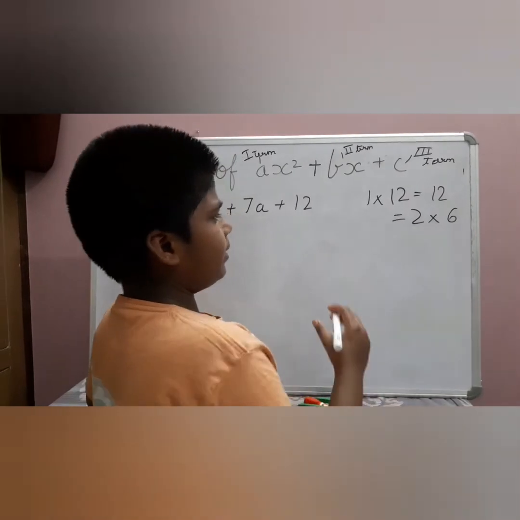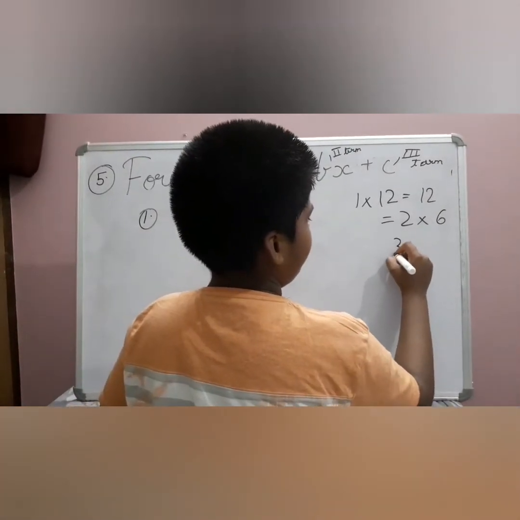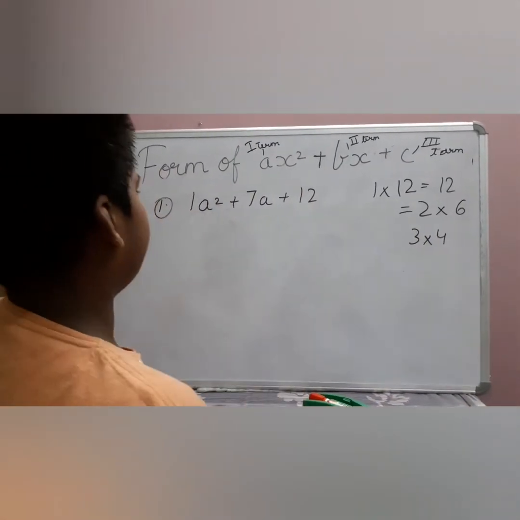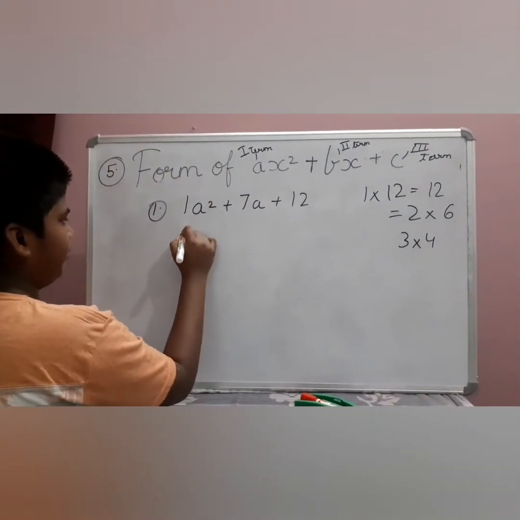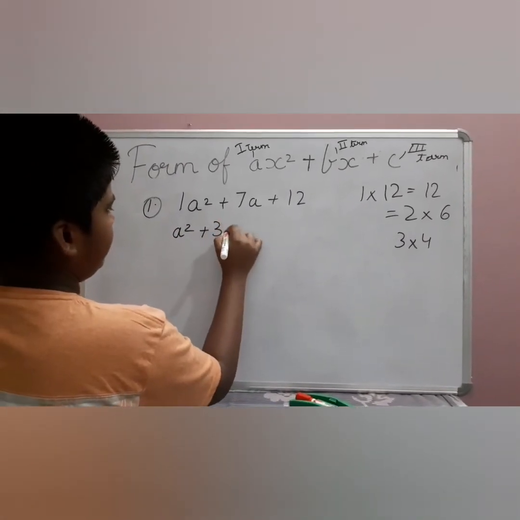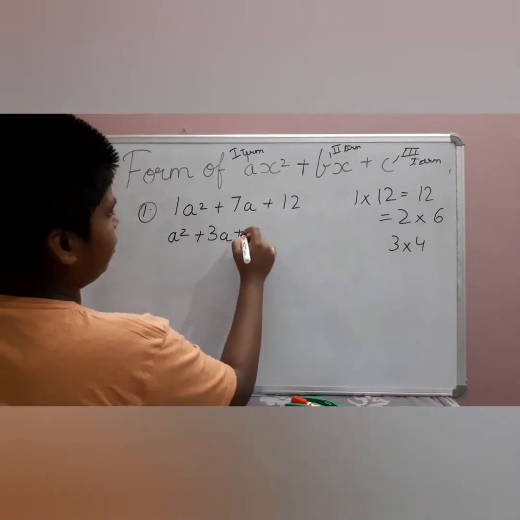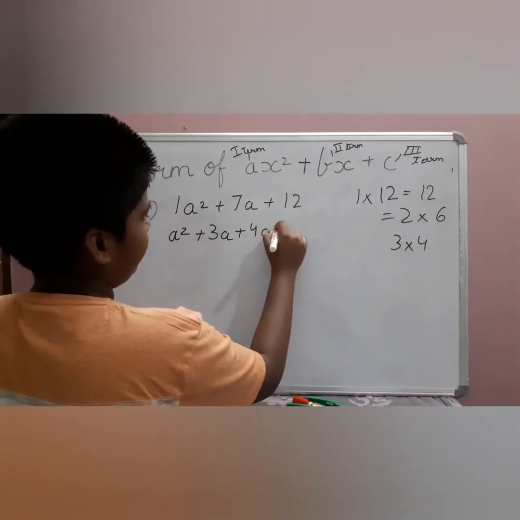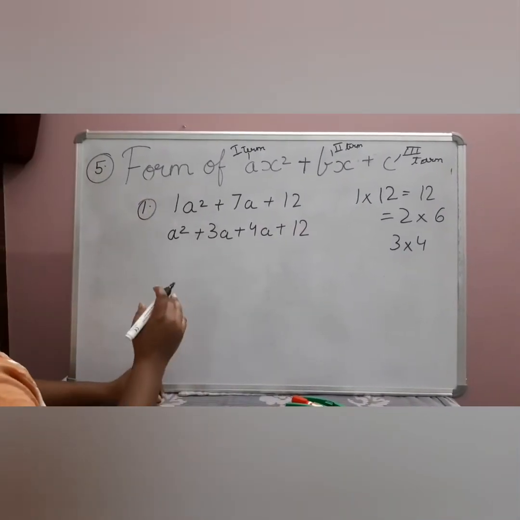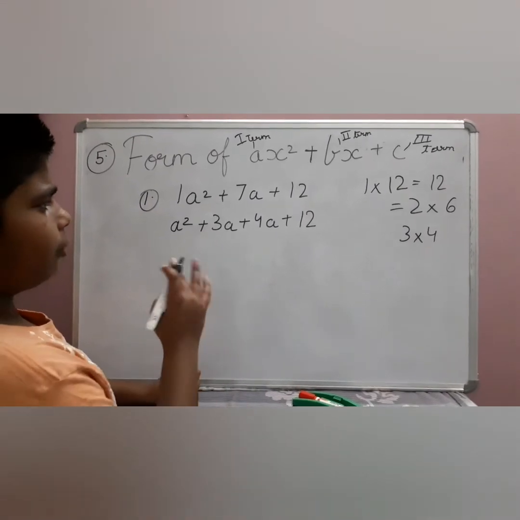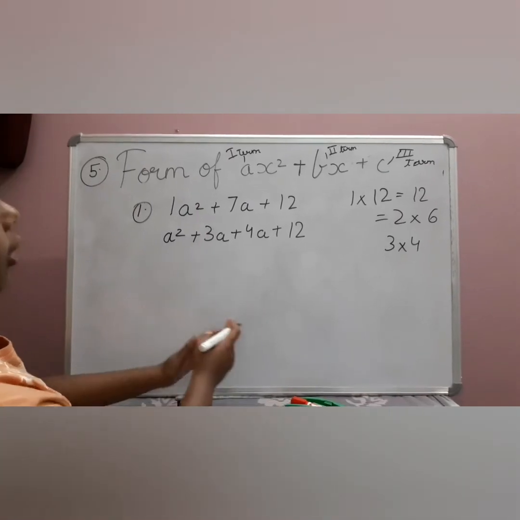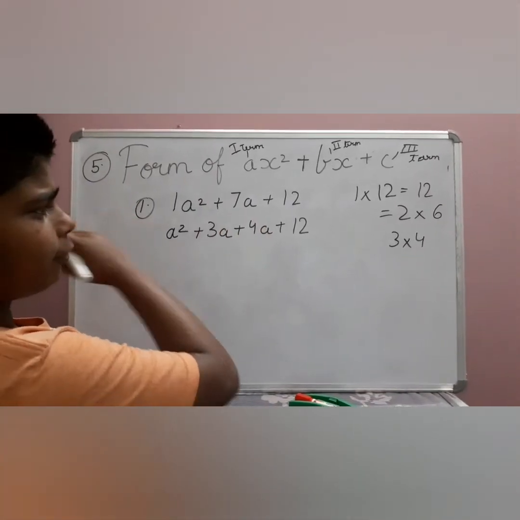Then our second factor is 3 into 4. So if we add them, we get 7. So these are the factors. Now what we'll do, we'll write a square plus 3a plus 4a plus 12. Then we'll apply the 4 steps. What are the 4 steps? To take common. We can't take anything common in the full statement.